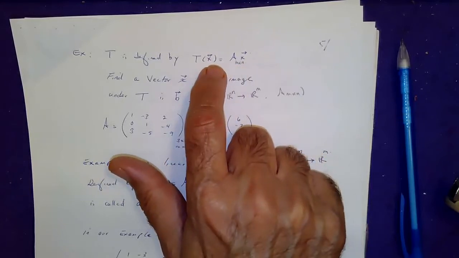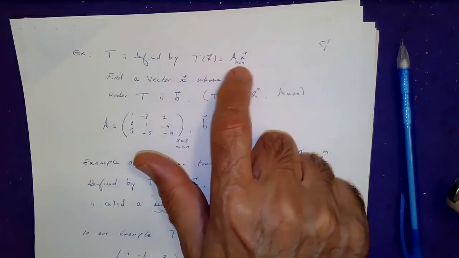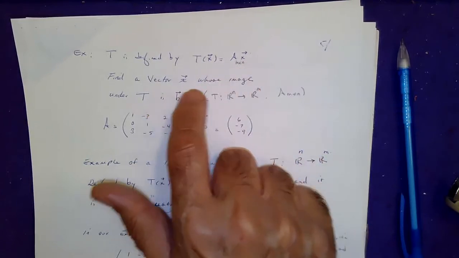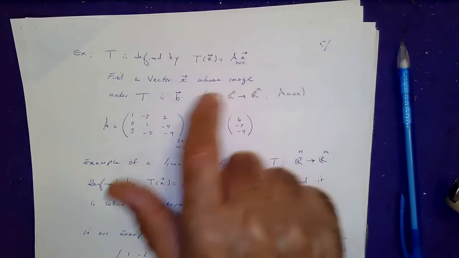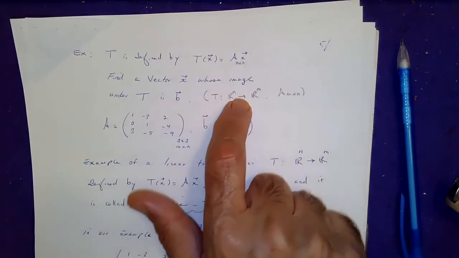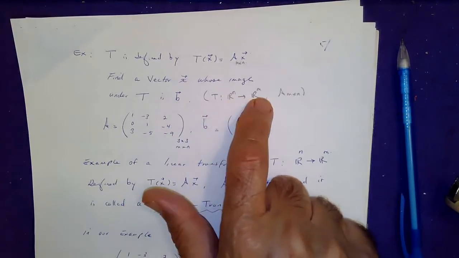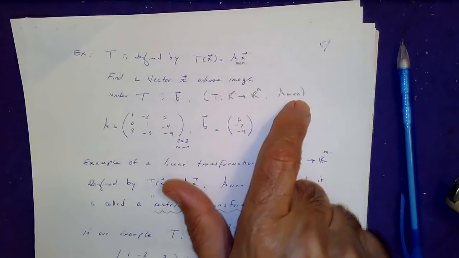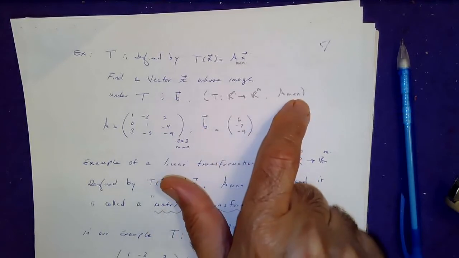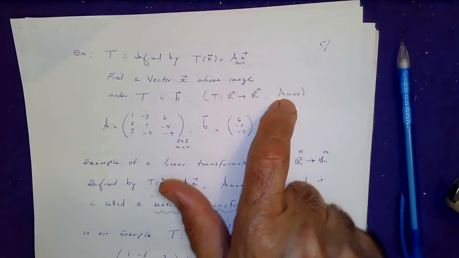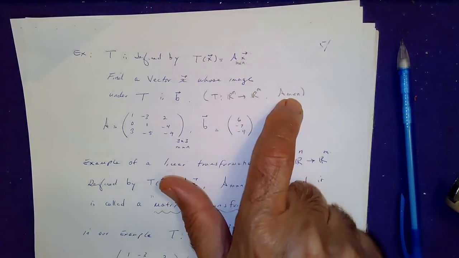In other words, the transformation of vector x is Ax, where A is an m by n matrix. When they say find the vector x where the image under T is B, and the transformation is from Rn to Rm, remember, the matrix is m by n, so the domain has the same dimension as the columns of the matrix A, and the codomain has the same dimension as the rows of matrix A.